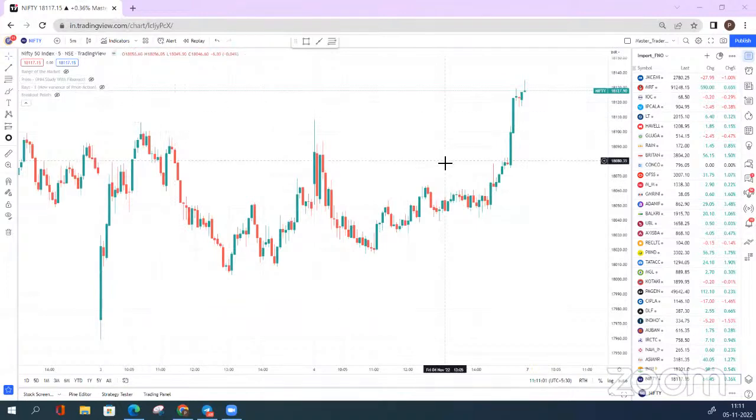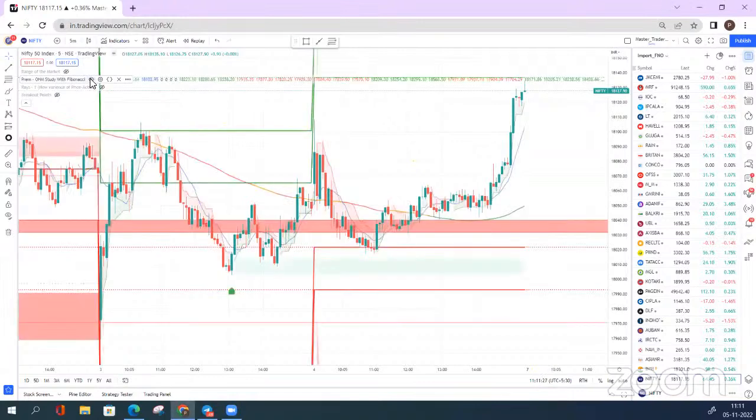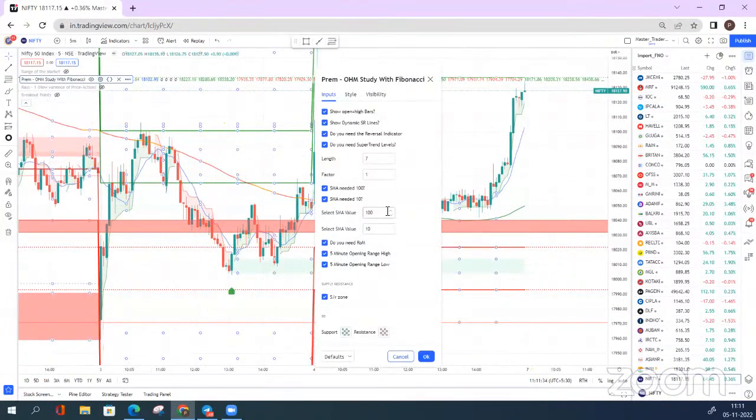Today we are not going to deal with range of the market. The first indicator which I'm going to teach you today is OHM study Fibonacci. This is my prime indicator. It will help you in making very good money on any day. You need to have this as your first indicator. Just opening this, it'll give you all the setup like this.